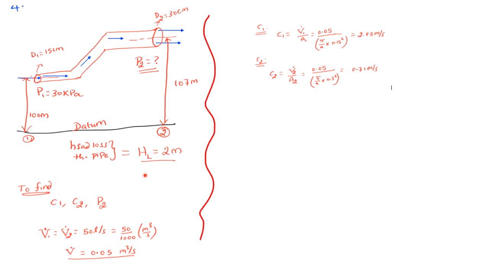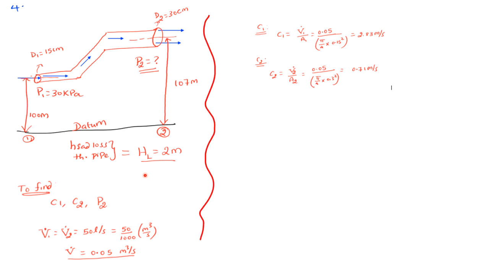I'm going to use the volumetric flow rate, V dot equals C times A. So C equals the volumetric flow rate divided by area 1, which is 0.05 meters cube per second divided by the area. We are given the diameter 15 centimeter, a circular cross section. The area of a circle is pi r square or pi d square by 4, so pi by 4 times d square, where d square is 0.15 square.